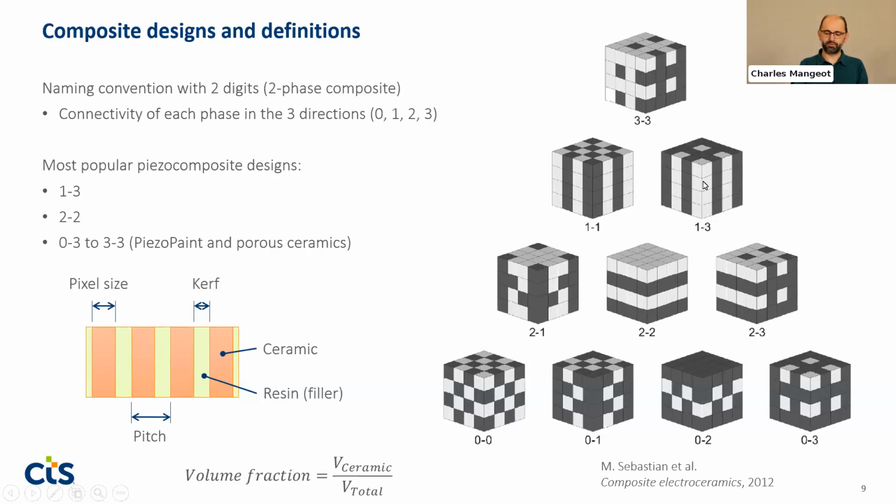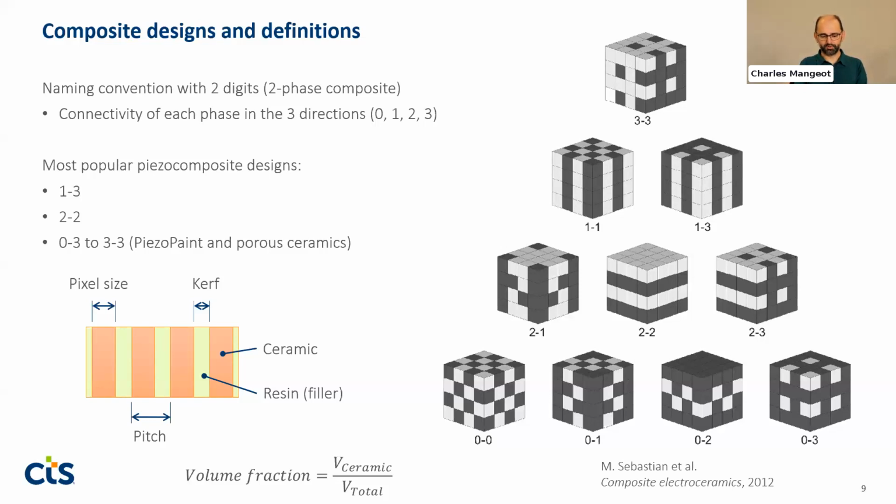So in a 1-3 composite, if you look at the light phase here on the diagram, you see it's pillar shaped, so it is connected in the Z direction, but separated in the X and Y direction. And if you look at the dark phase, it is actually connected in all 3 directions. So you can go in X, Y, and Z just following this one material. So this is why it's called a 1-3 composite. And we have the same 2-2 composites are connected in the plane X and Y for both phases. And then we have porous ceramics and piezo paint, which can be anything between 0-3 and 3-3. So depending on how much void or the secondary phase is present, there can be some connectivity in the 3 directions.